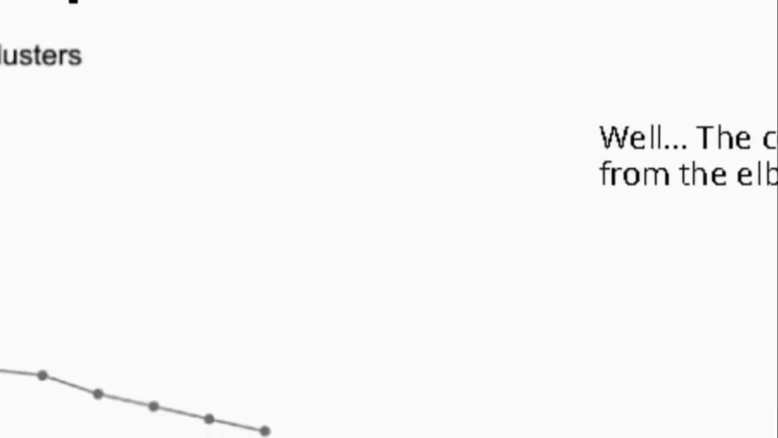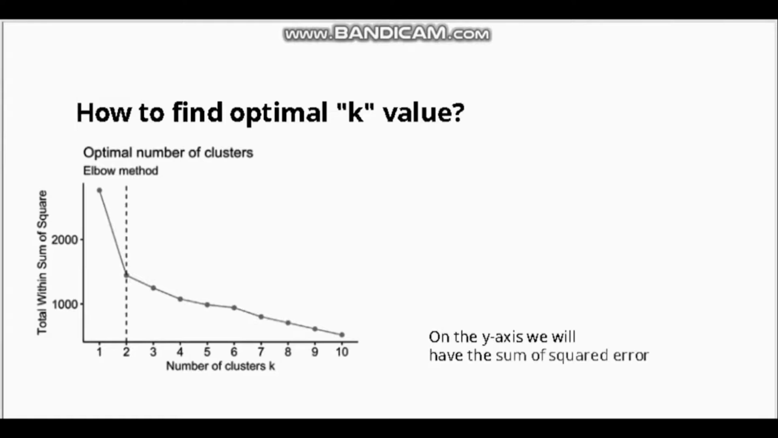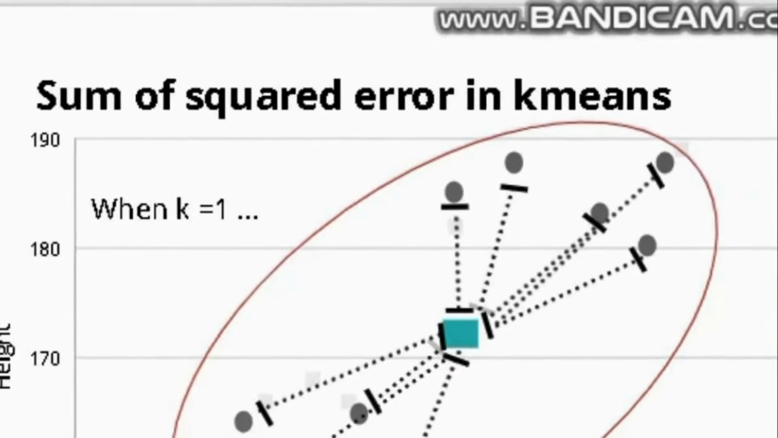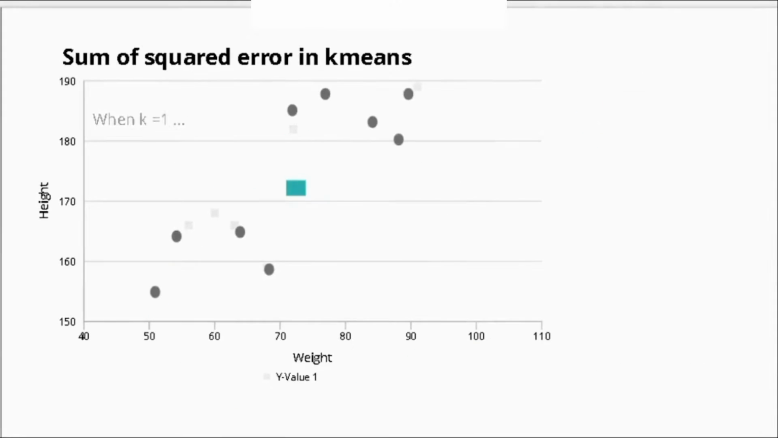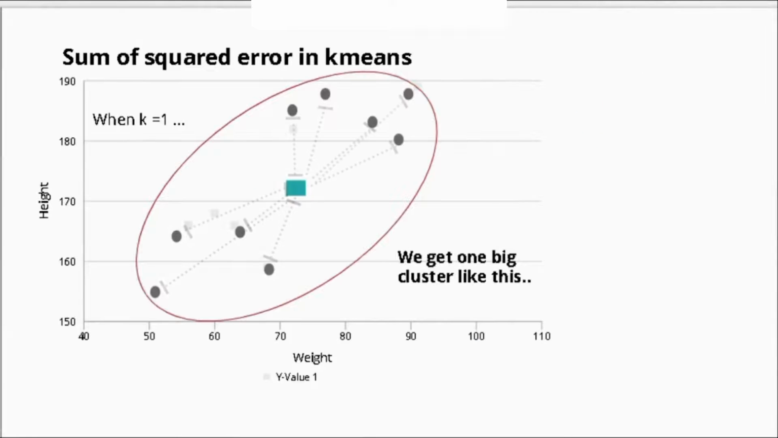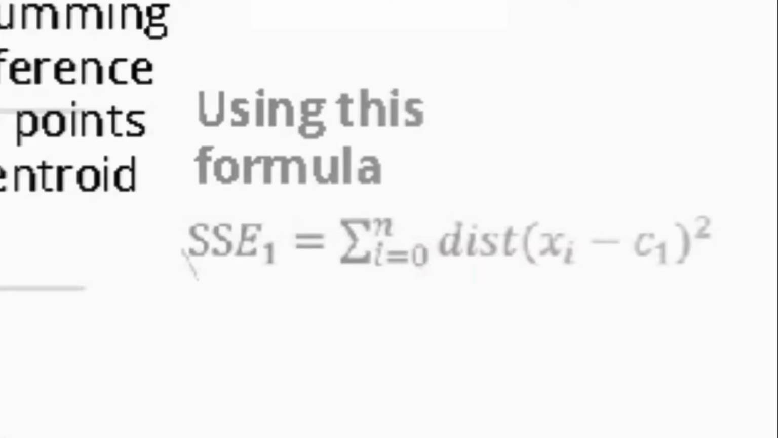Well, the confidence comes from the elbow method. Here on the x-axis we have different values for k, and on the y-axis we have the sum of squared error. Let's understand the role of the sum of squared error in k-means clustering. When k is equal to 1, we get one big cluster like this. Here we can see when we have one centroid, the variance is very high. We compute the error by summing up the difference between each point and the centroid using the sum of squared error formula.